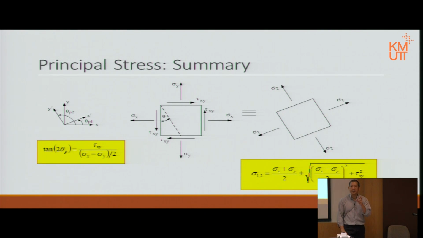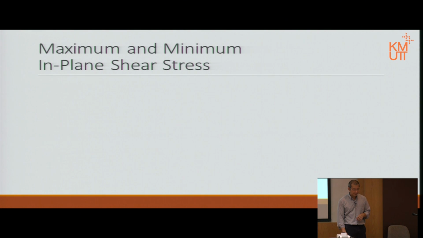The difference between the two, theta P2 and theta P1, is 180 degrees in terms of 2 theta. Therefore, the difference between theta P1 and theta P2 is 90 degrees. And of course, the maximum principal stress and the minimum principal stress can be calculated by that expression, plus and minus. And the shear stress on these two planes is 0.